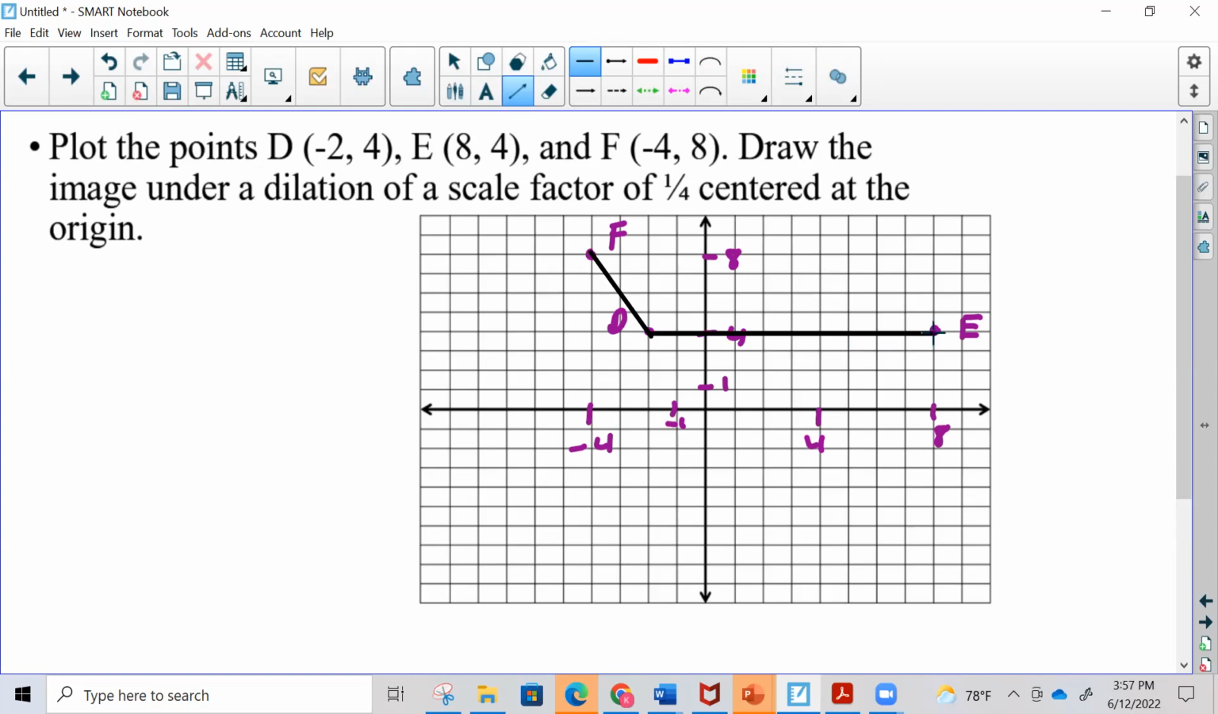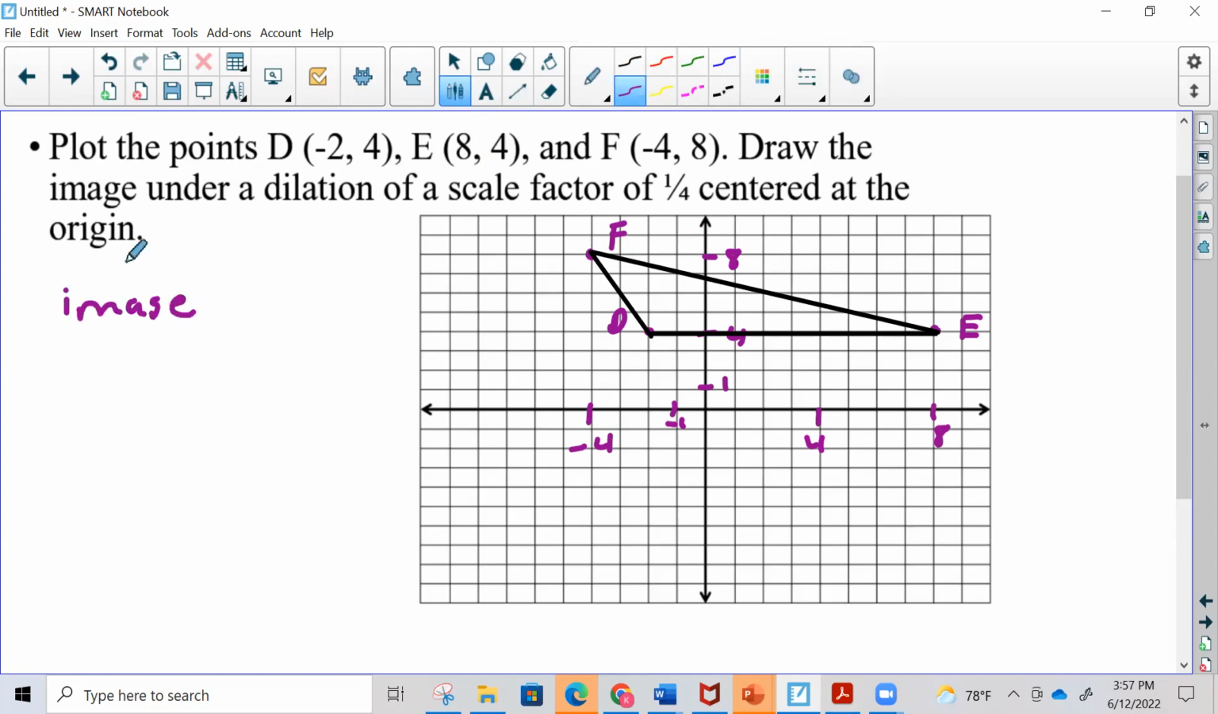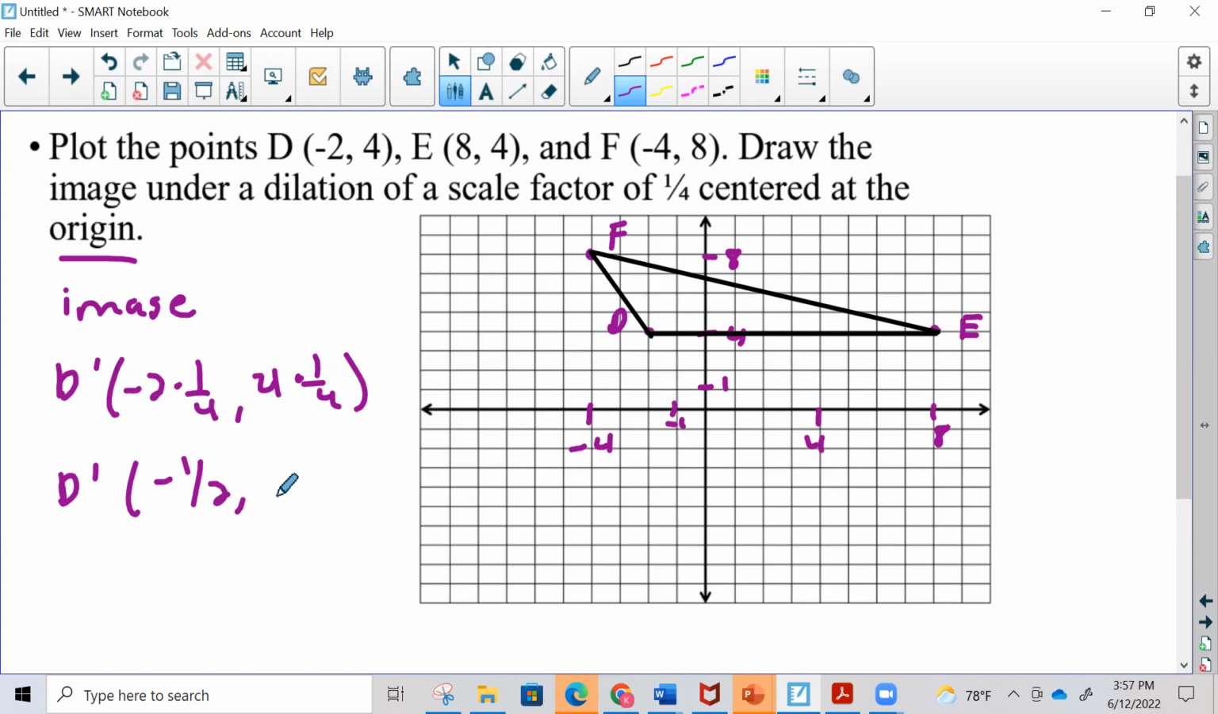Okay, and I can connect those to make my triangle. So this is my pre-image. So to get the image, because it's about the origin, I am going to just take each point and multiply it by the scale factor of 1/4. Okay, so then D prime becomes negative 1/2 and 1, or you can put negative 0.5 if you're more comfortable with decimals.